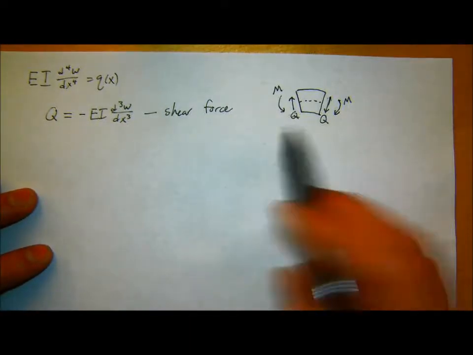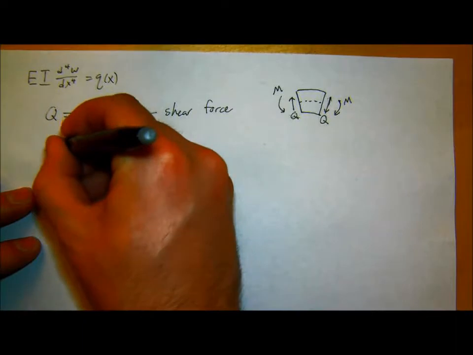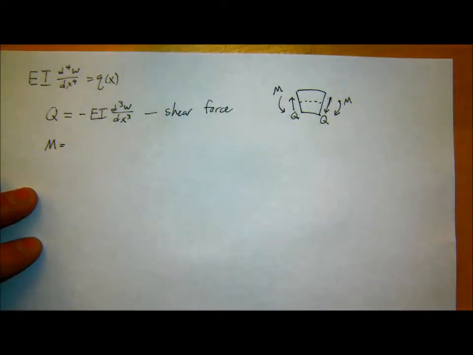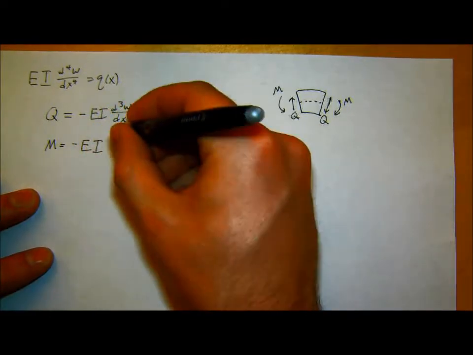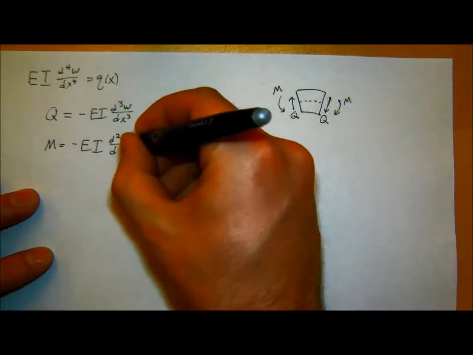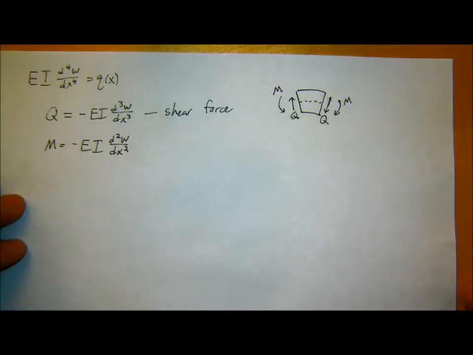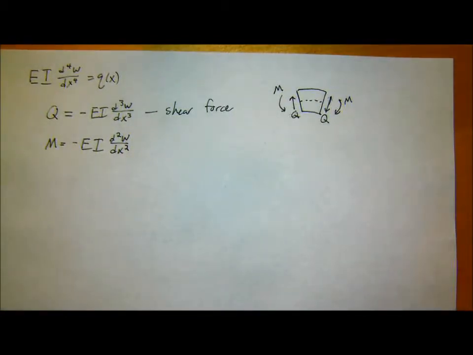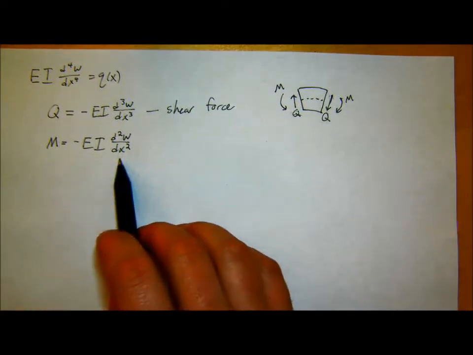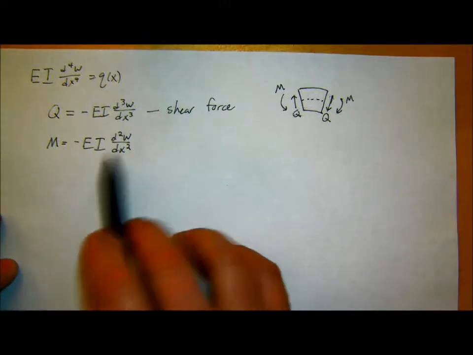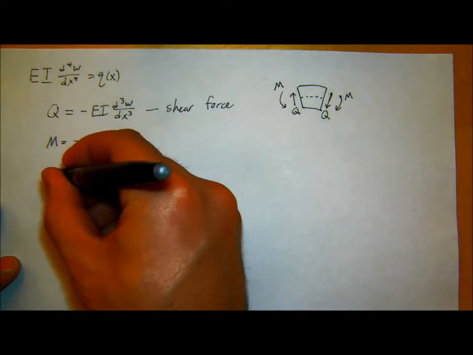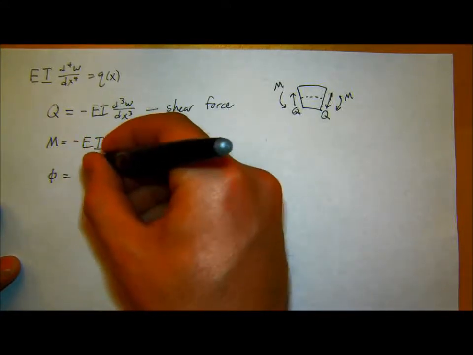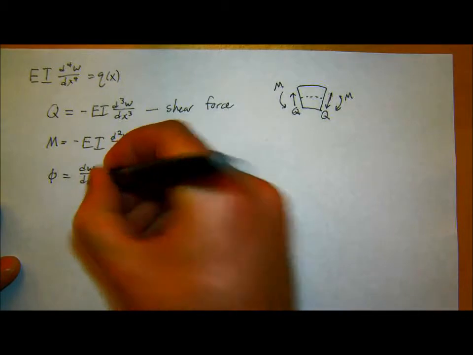We have a bending moment here, and that bending moment is the most important thing to get for your stress. It is also negative EI d squared w dx squared. So here the bending moment directly relates to the deflection of the beam in an Euler-Bernoulli beam. Based on this relationship, we can define a deflection angle equal to dw dx.